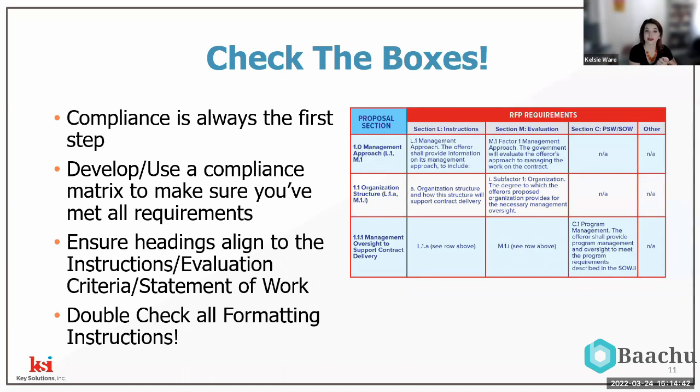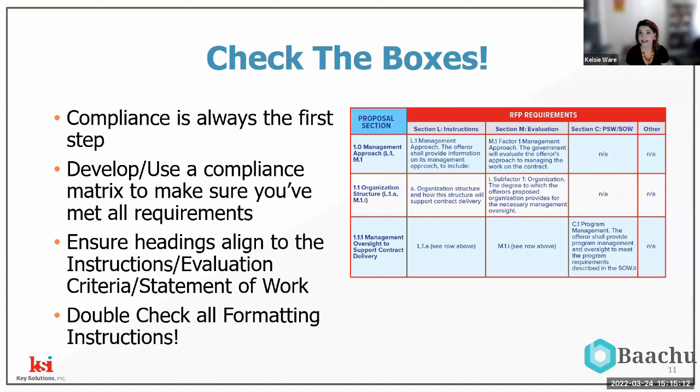The easiest way to do this, once you've developed your compliance matrix, is to make sure that your headings match the headings in your outline. So over here, we're breaking it down so our heading matches our Section L and Section M, or our instructions and our evaluation criteria. Then we're just going to make it easy on ourselves and cross-check that throughout our outline and make sure that we're hitting all of the requirements.